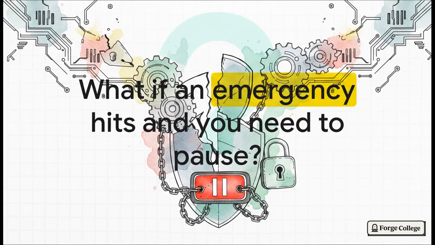So, we've secured the contract so that only the owner can act. But I want to leave you with a bit of a provocative question to think about. What happens if a massive emergency hits the protocol and the owner needs to instantly pause everything to stop a drain? You can't just rely on standard ownership for that. You need an emergency brake. And that is exactly what we're going to tackle in our next explainer on the pausable pattern.